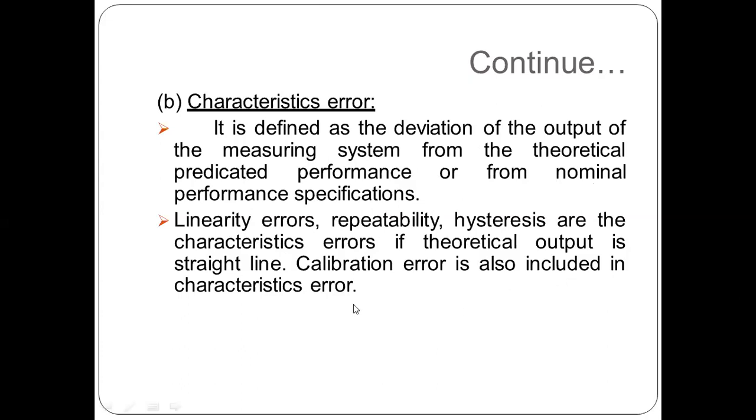Means what? In characteristics, your input is something different, but your output behaves in another manner. Generally characteristics errors are measured in terms of graphs or hysteresis. If the graph shows you the linear nature, but during the reading it shows different values, some readings are not on the graph, not on the linear line, then that type of calibration error is called the characteristic error.